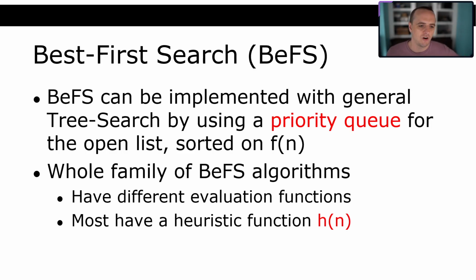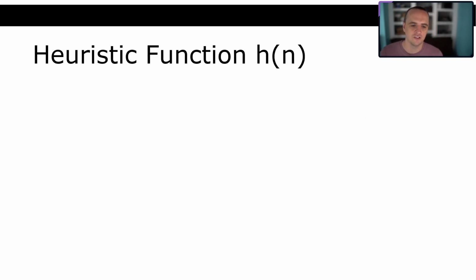So there are whole families of best first search algorithms, and they each have different evaluation functions. But each of them has in common the fact that they have a heuristic function, which is going to be called h of n. So f of n is the function that we're sorting on, that we're taking things out of the open list with. And h of n is our heuristic function that is going to guess which action we want to take next. And f of n is going to rely somehow on h of n and possibly other functions as well. So what is this heuristic function?